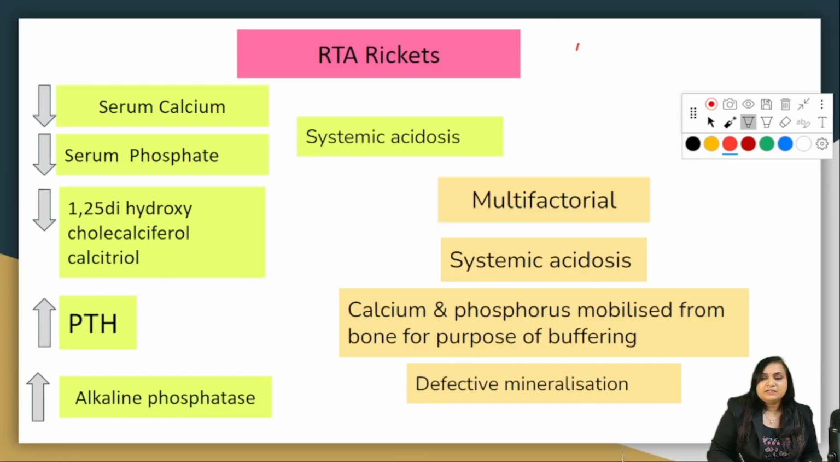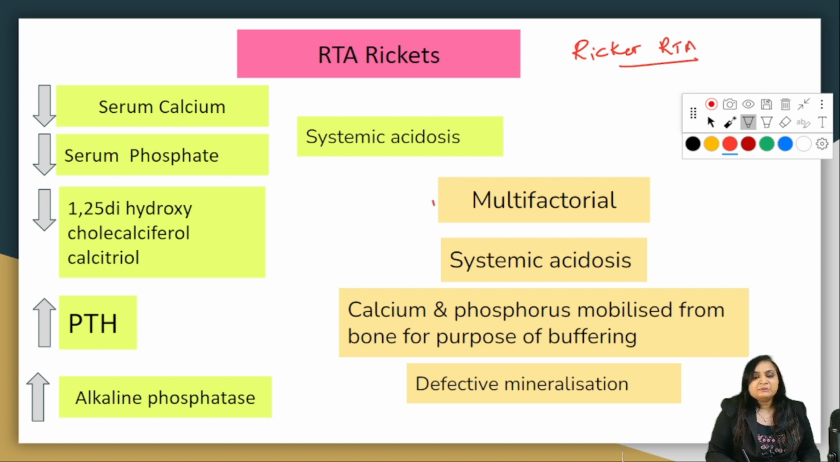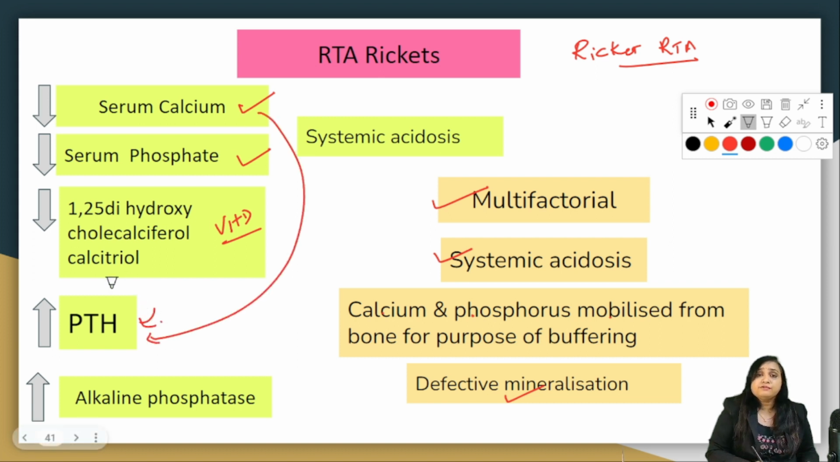Now the last type is rickets seen in a patient with RTA. In RTA it is multifactorial. Systemic acidosis, so calcium and phosphorus mobilize from the bone for the purpose of buffering, and it will lead to defective mineralization. Here we'll have a reduced serum calcium, reduced serum phosphate, and a reduced concentration of calcitriol, the active form of vitamin D, and we'll have an increased PTH because here there is a reduction of the calcium. So because of feedback, the PTH will also increase, there will be bone demineralization, an increase in the alkaline phosphatase, as well as a systemic acidosis.